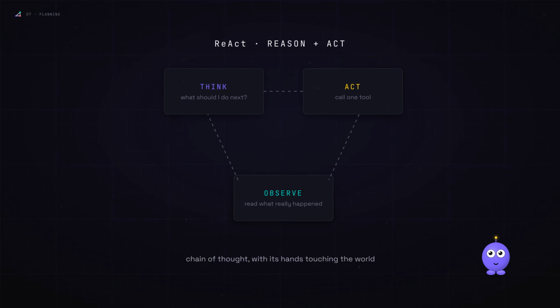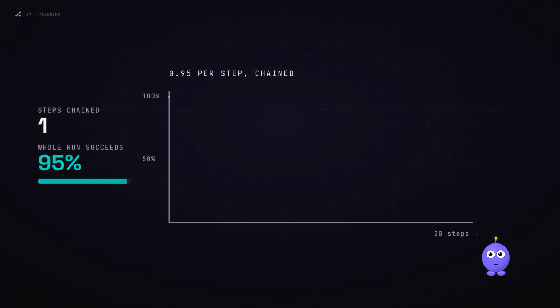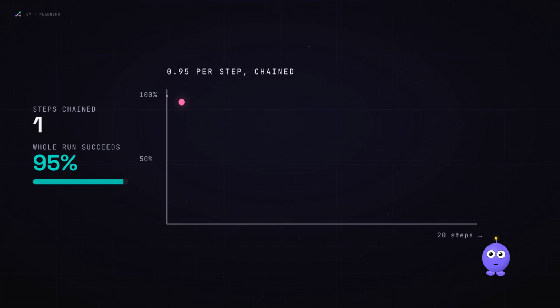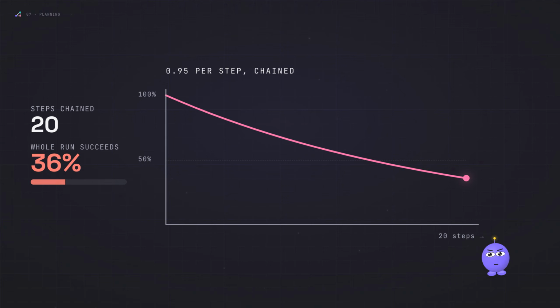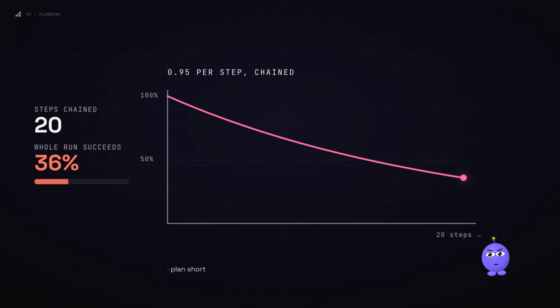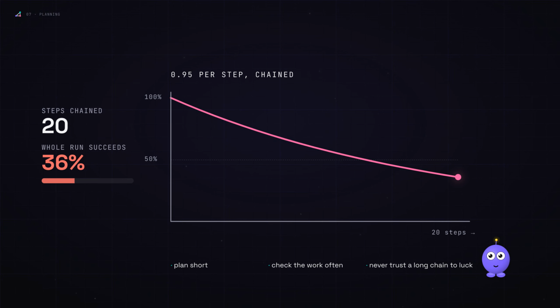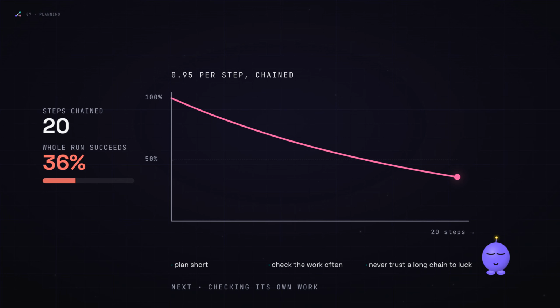And here's why planning isn't optional. Reliability multiplies. Suppose the agent gets each step right 95% of the time. Sounds fine. Chain 20 steps, and the whole run succeeds about a third of the time. That's not a bug in any one step. That's just what exponents do to long chains, which is why good agents plan short, check their work often, and never trust a long chain to luck. Checking its work, that's a part of its own, and it's next.